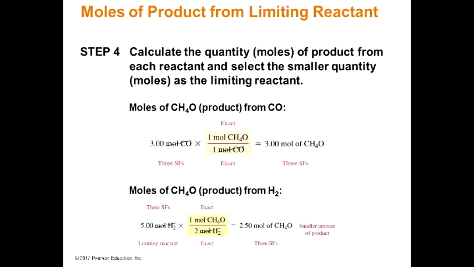And now we work through hydrogen, and we notice that there are fewer moles of methanol produced with hydrogen than there are with carbon monoxide. Therefore, hydrogen is the limiting reactant. It is what limits this reaction. Okay?